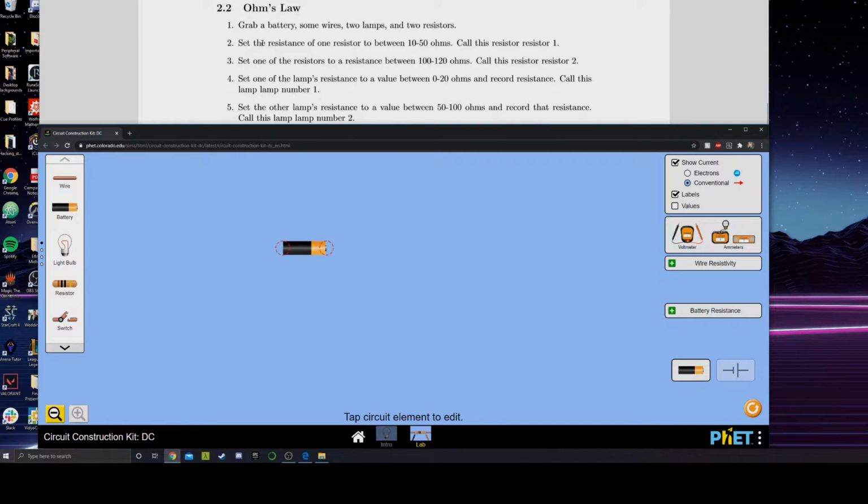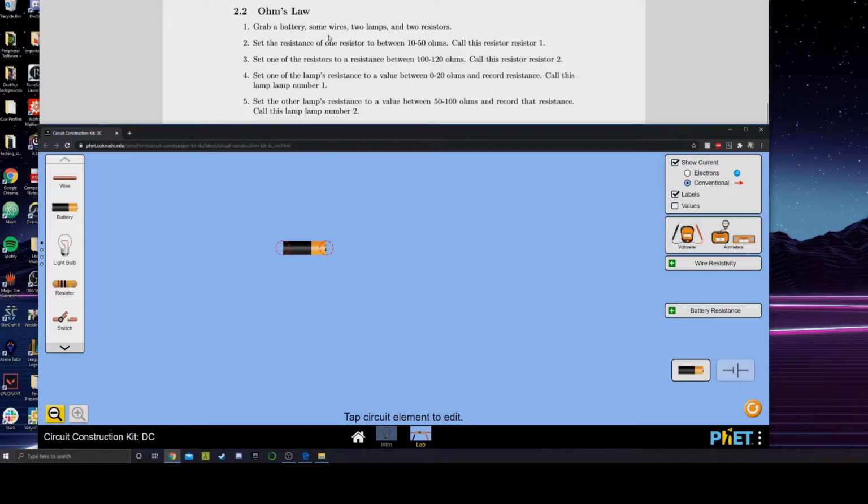Alright, so for the first part, we're going to be confirming Ohm's law, which at this point I hope you have learned about in class. So we're going to grab a battery, a couple wires, 2 lamps and 2 resistors, and we'll be using these same 2 lamps and 2 resistors throughout the entirety of this experiment. So just don't remove those from the screen.